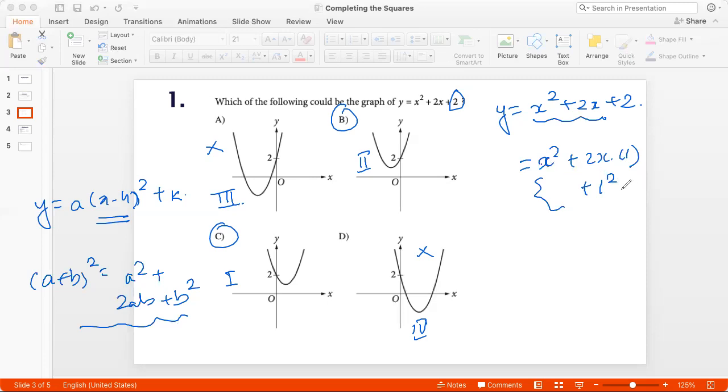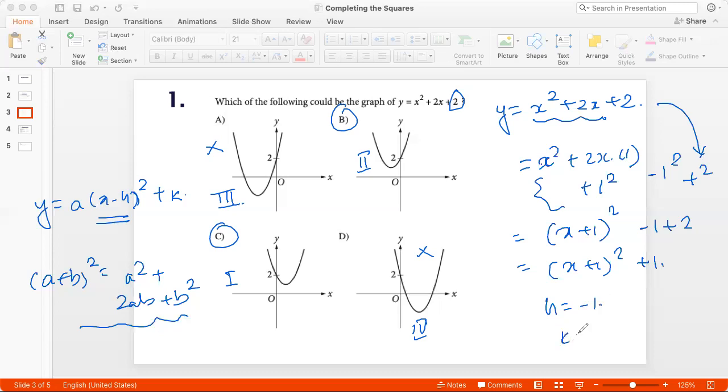Since I have added 1², I'll subtract 1², and the 2 is already there. So these terms become (x + 1)² − 1 + 2, which is (x + 1)² + 1. And this is now in the vertex form of the parabola, with h as −1 and k as 1. So my vertex is (−1, 1). And I know that (−1, 1) is a point in the second quadrant. And so my right answer is option B.